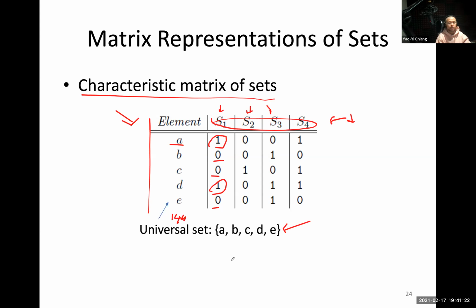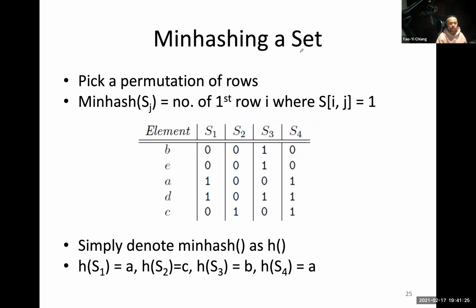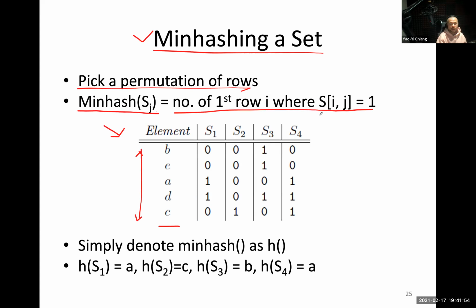Okay, so how do we generate a min hash signature? We call it min hashing a set. It's actually super easy. You pick a permutation of rows. You just randomly permute the rows, right? Remember it was A, B, C, D, E. Now it's B, E, A, D, C. The min hash signature of S is the first row where Sij is 1.